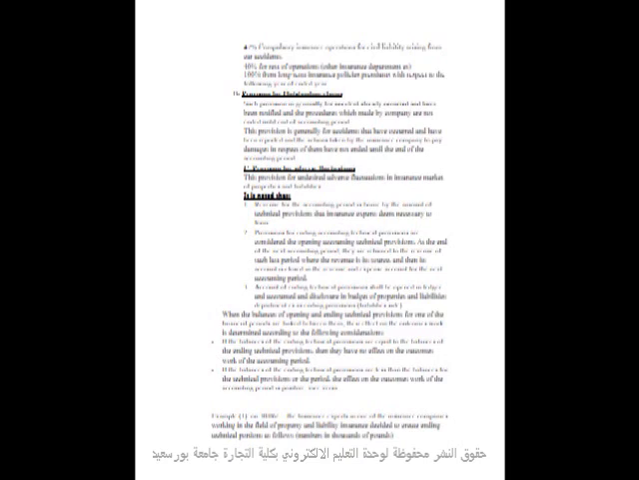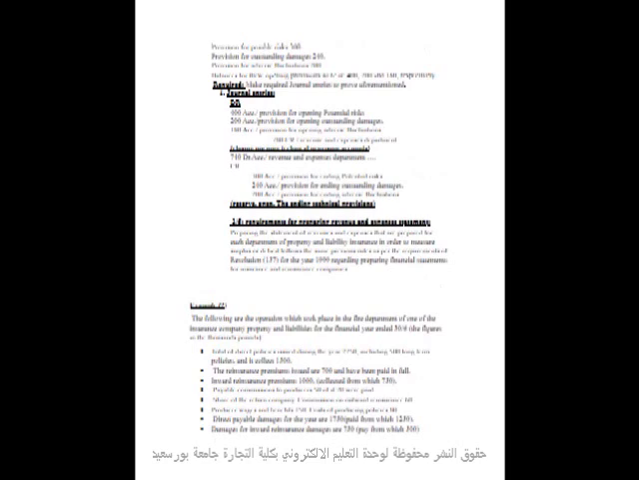Let's apply the following rules. On 30 June, the insurance expert in one of the insurance companies working in the field of property and liability insurance decided to create the ending technical provision as follows: provision for possible risk 300, provision for outstanding claims or damages 240, provision for adverse fluctuation 200. If you know that the balances of the beginning provisions were 400, 200, and 180 respectively, required: make the journal entries necessary for closing the beginning and the ending provisions.